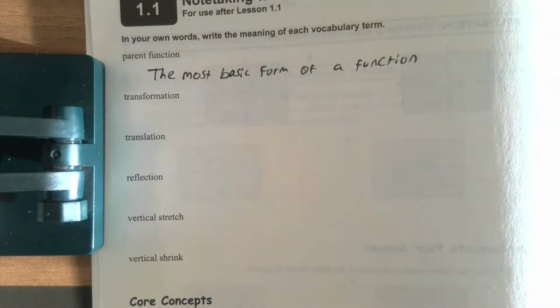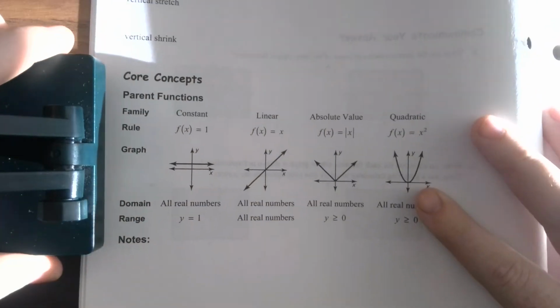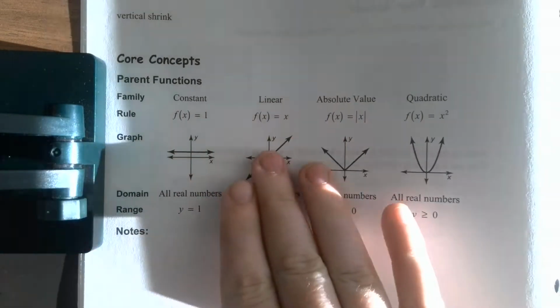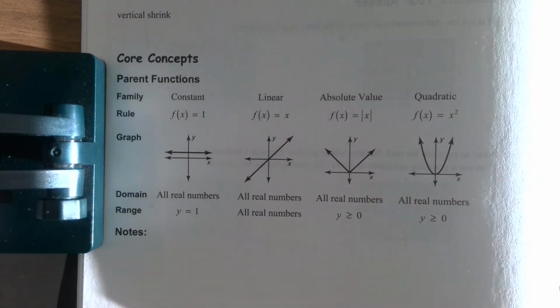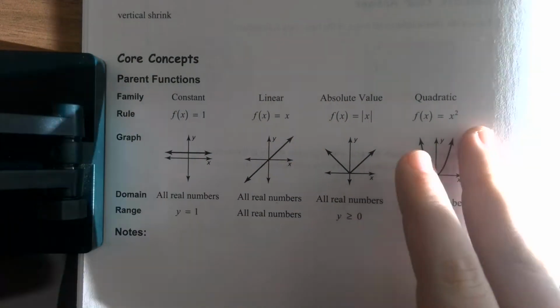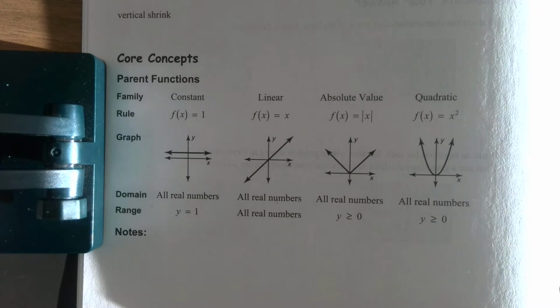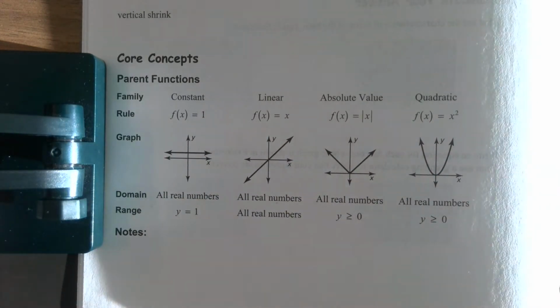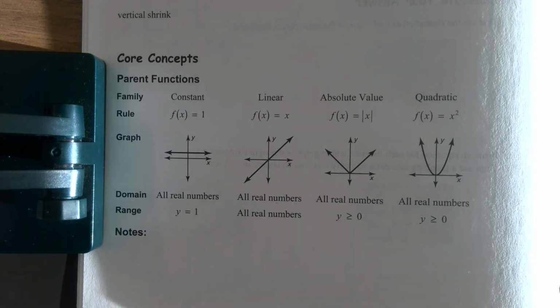At the bottom of your page here, we actually have all four parent functions that we'll need to keep in mind for this semester. We're going to be working with all four of these interchangeably. We're not going to spend a whole unit on absolute value and a whole unit on linear and a whole unit on quadratics. We're not going to be doing that necessarily. Our goal for this semester is to look at these parent functions and realize that we can give them very similar treatments.